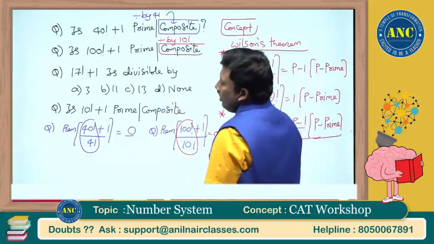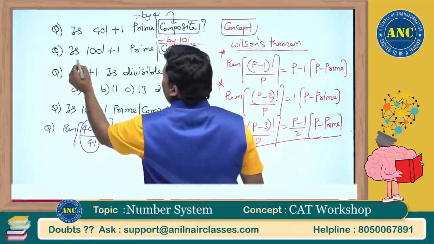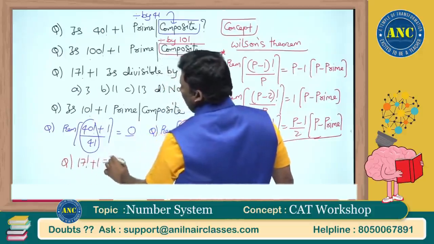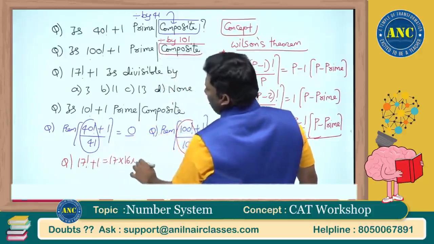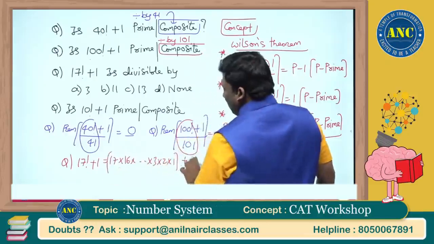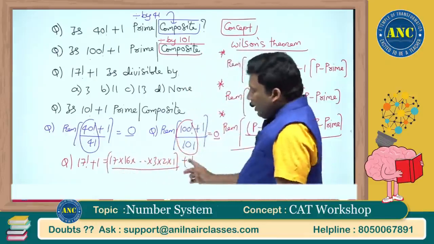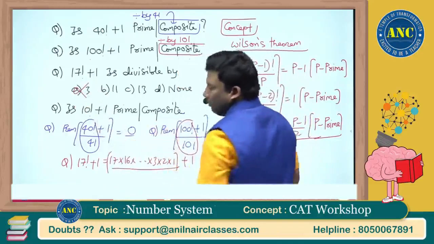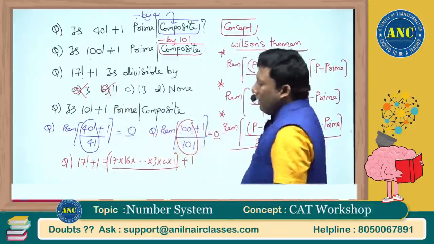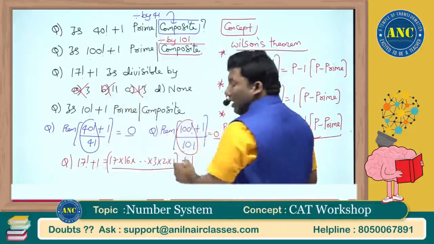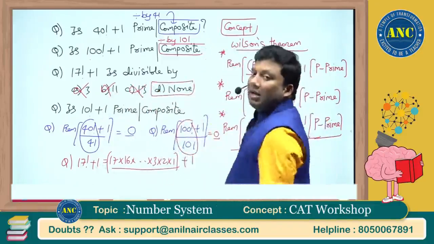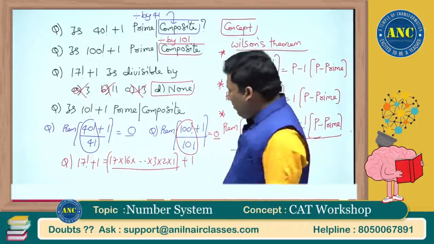Next one, 17 factorial plus 1. Third question. All are logical questions, sir. 17 factorial plus 1 is 17 into 16 and so on up to 3 into 2 into 1, plus 1. That means this is divisible by 3 plus 1. The answer is not divisible by 3. This is divisible by 11 plus 1. The answer is not divisible by 11. This is divisible by 13 plus 1. The answer is not divisible by 13. The answer for this question will be none of these.